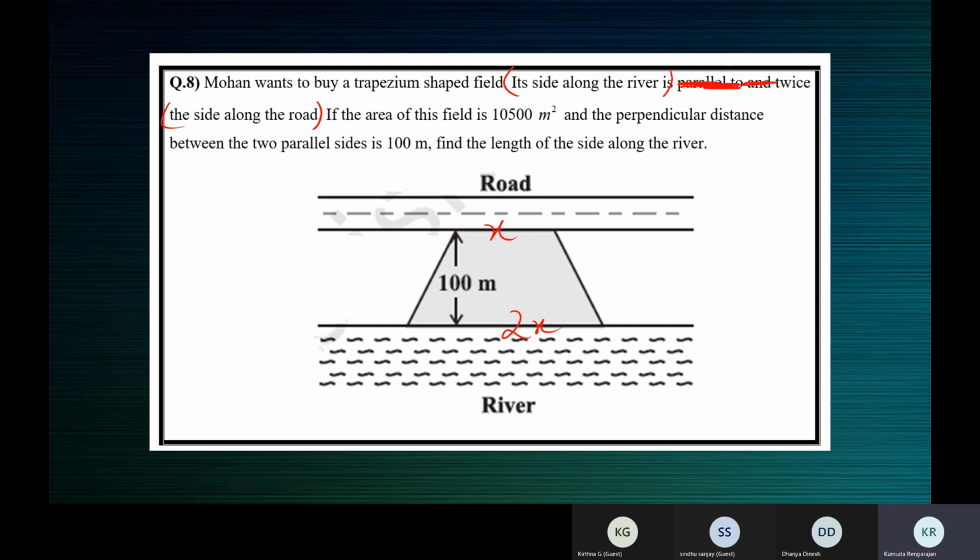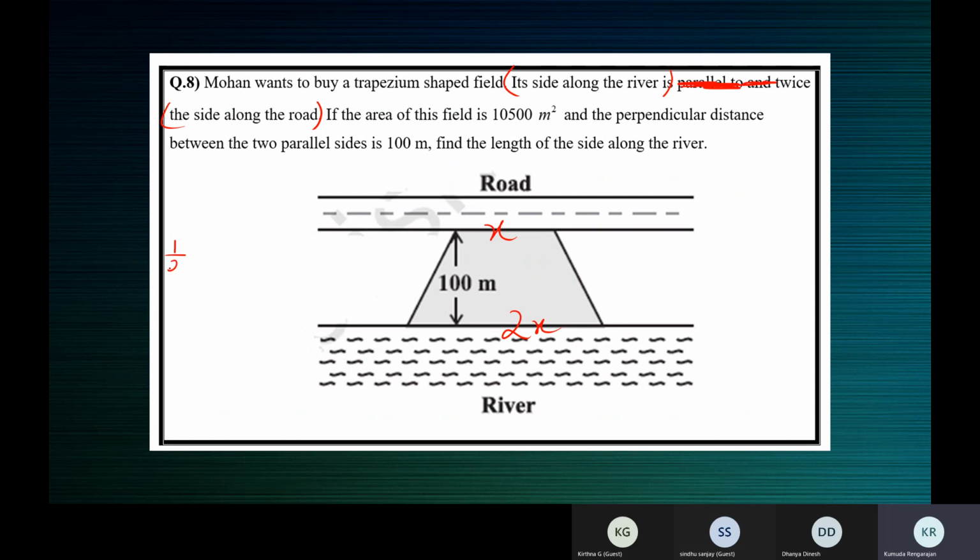So what is the formula to find the area of a trapezium? Ma'am, 1/2 into sum of parallel sides into distance between parallel sides, ma'am. Very good. Half sum of the parallel sides into distance between them.